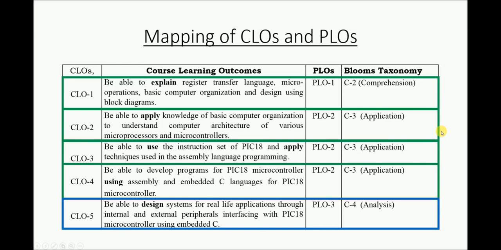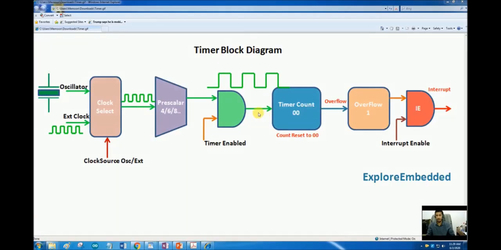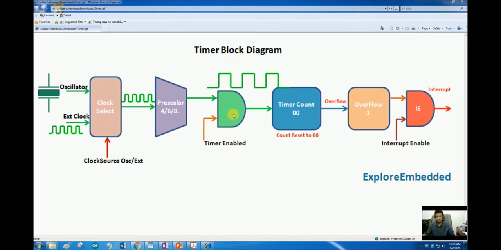So let's start with an overview of the timers. Here is the simple block diagram of a timer in a PIC microcontroller. This blue box right here is the actual timer or counter register, and then we have this purple box as the prescaler, this green box, this AND gate, as the timer enable, the start/stop bit of the timer, and this pink box as the clock source select option.